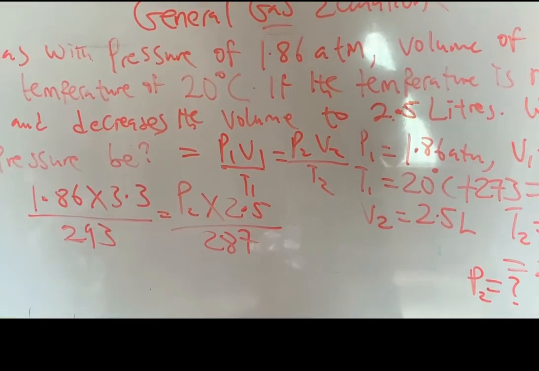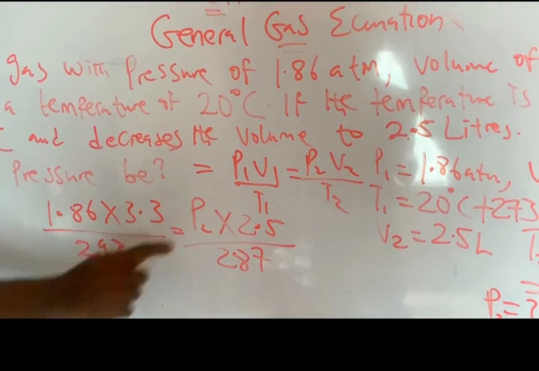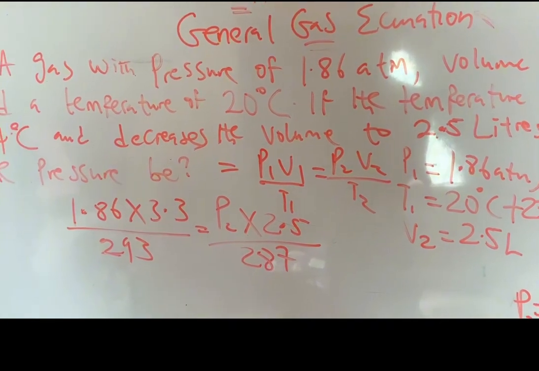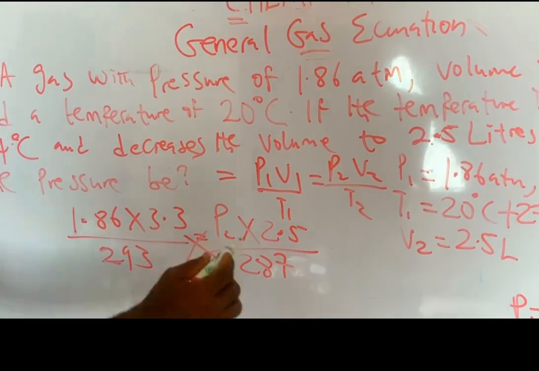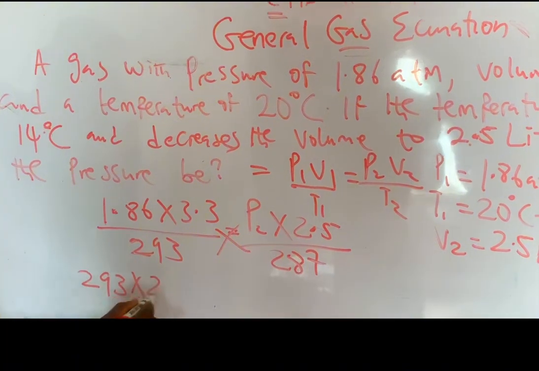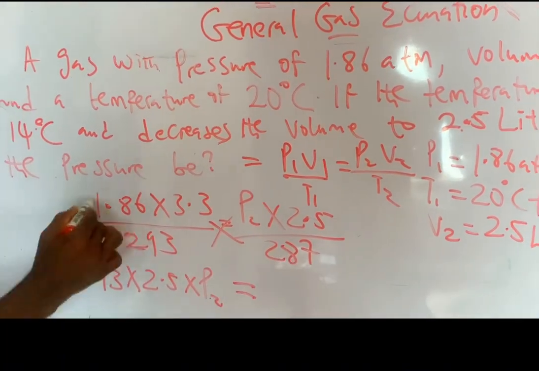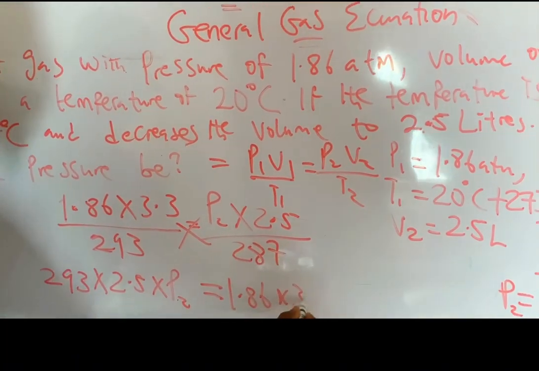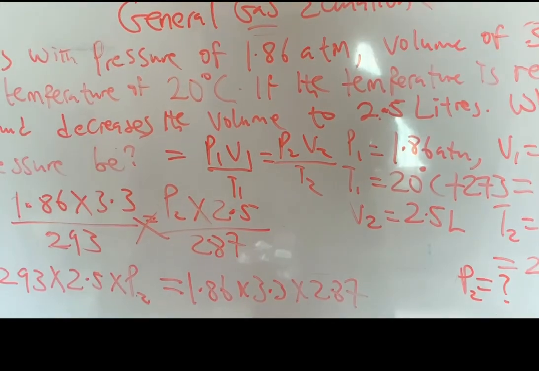Now, what we have on the board, we should be able to make P2 the subject of the formula. We have to cross multiply. And then we're going to have 293 multiplied by 2.5 multiplied by P2 equal to, cross multiplying, 1.86 times 3.3 times 287.